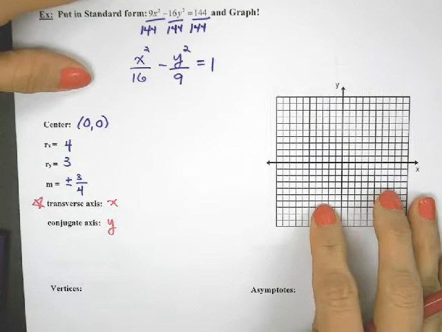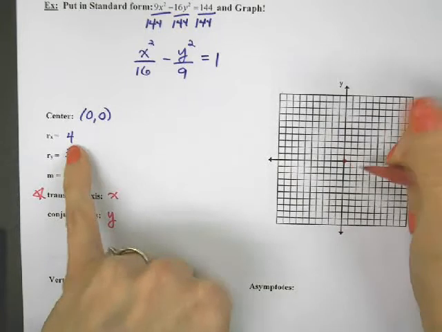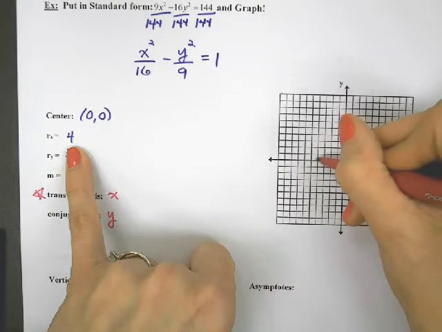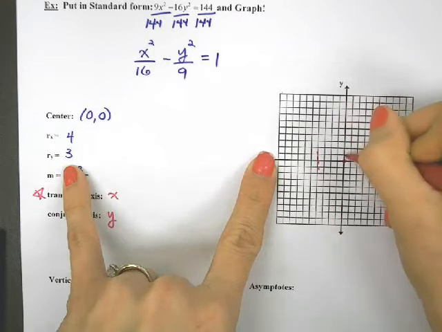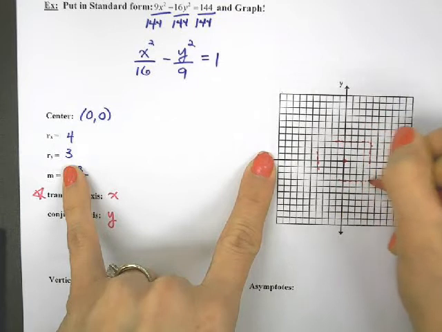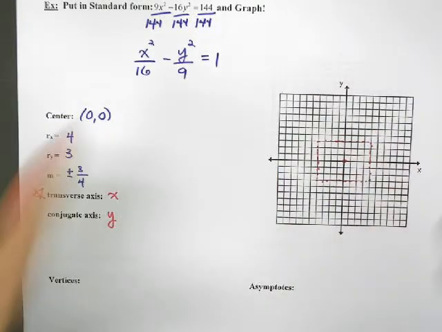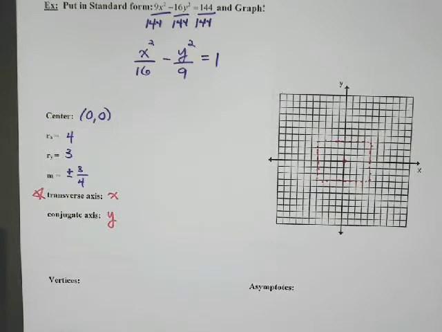Let's go put all this information on our graph paper. So the center is at 0, 0 right there. R sub x is 4, so we go 4 to the right, 4 to the left. Okay, and what we're doing is we're drawing that rectangle. R sub y is 3. Okay, 3 up, 3 down. Now when you're doing hyperbolas, you got to kind of unthink about ellipses. It doesn't matter who's the big one. What matters with hyperbolas is who's the transverse. You don't care about major, you care about transverse.